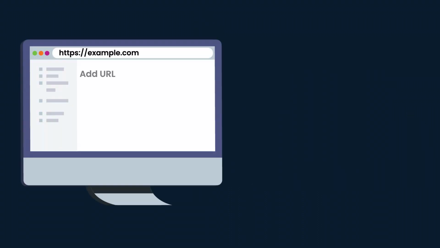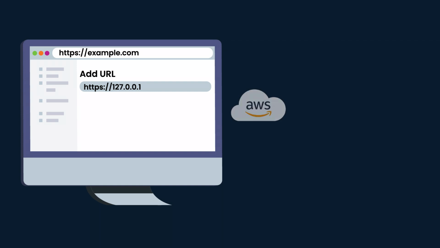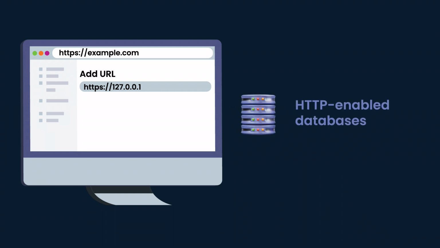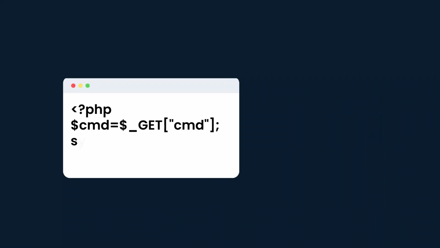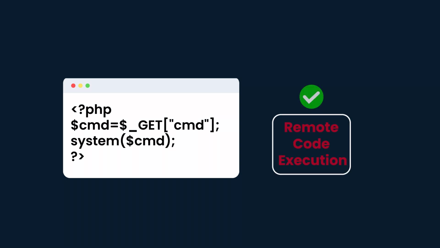Through precise URL selection, the attacker can access sensitive server configurations like AWS metadata, connect to internal services such as HTTP-enabled databases, or execute POST requests on internal services. This vulnerability can lead to data exposure, service disruption, and even remote code execution.